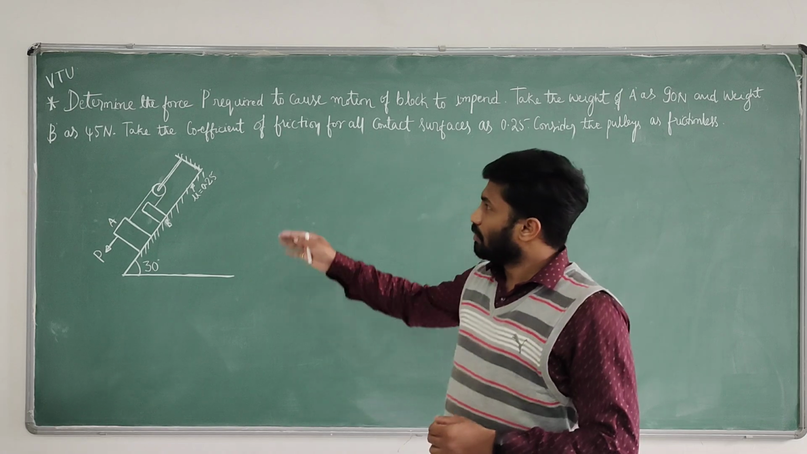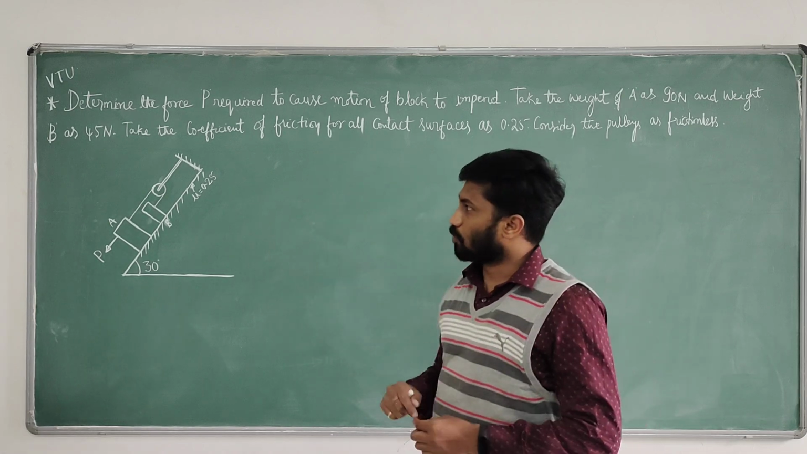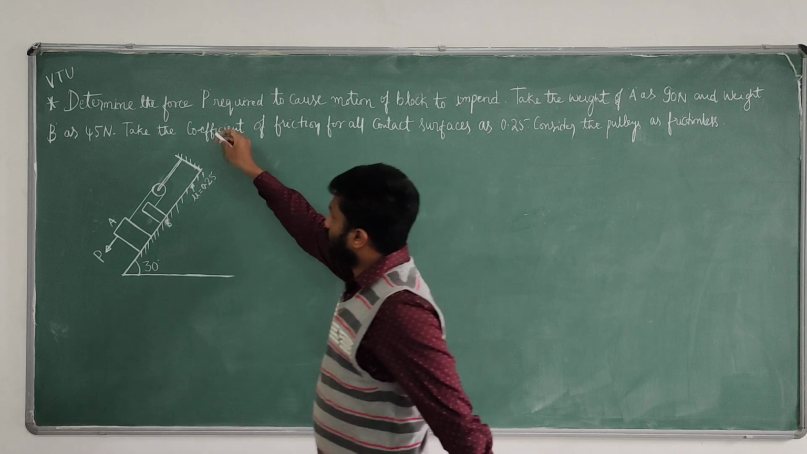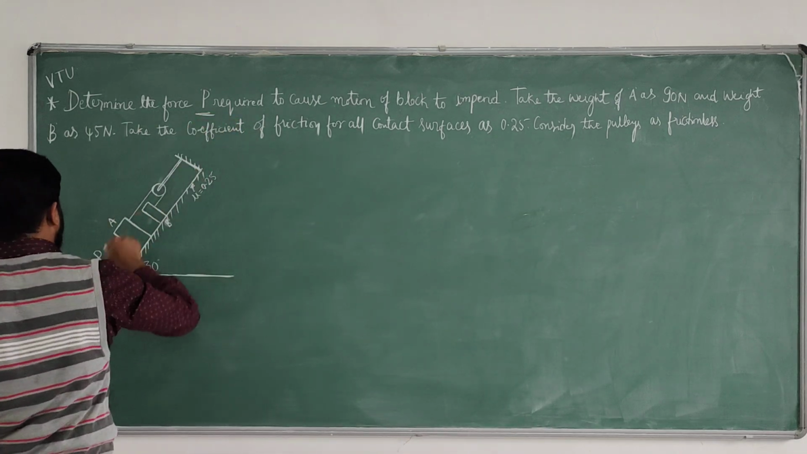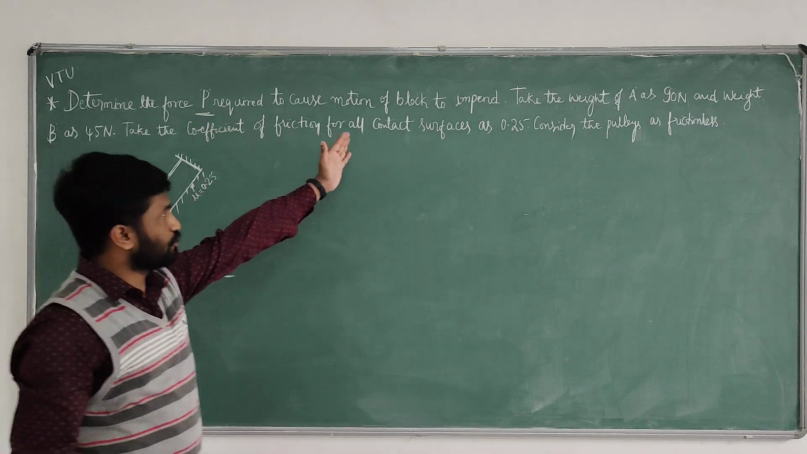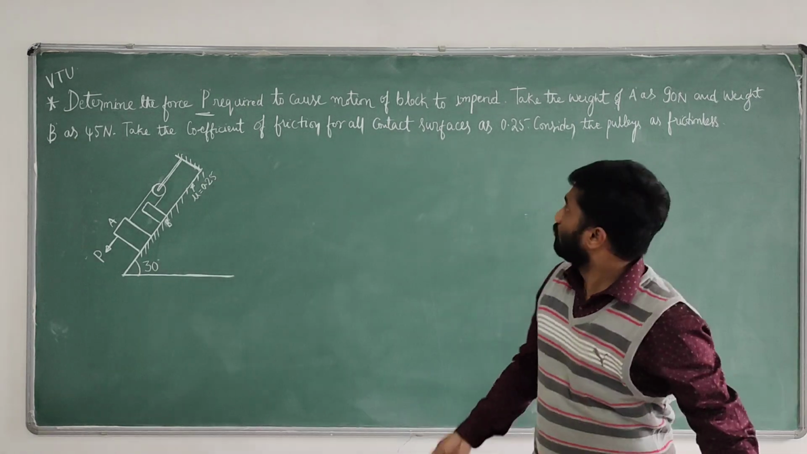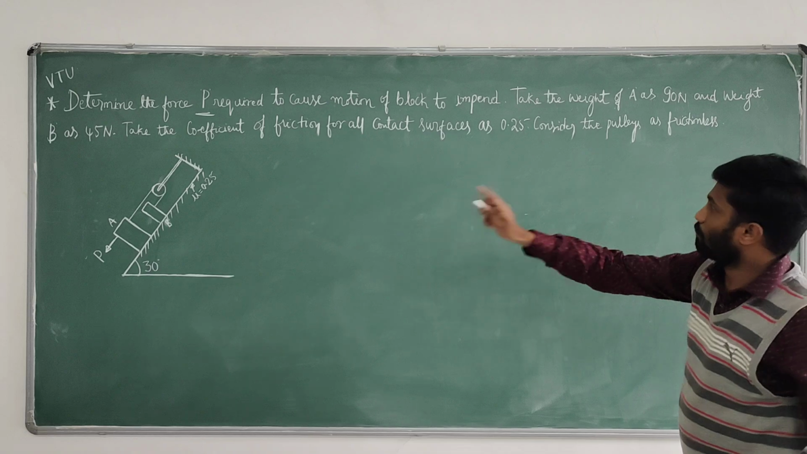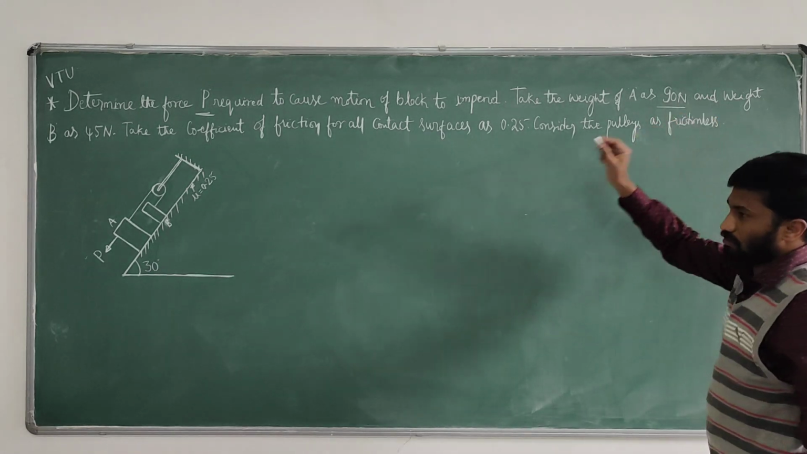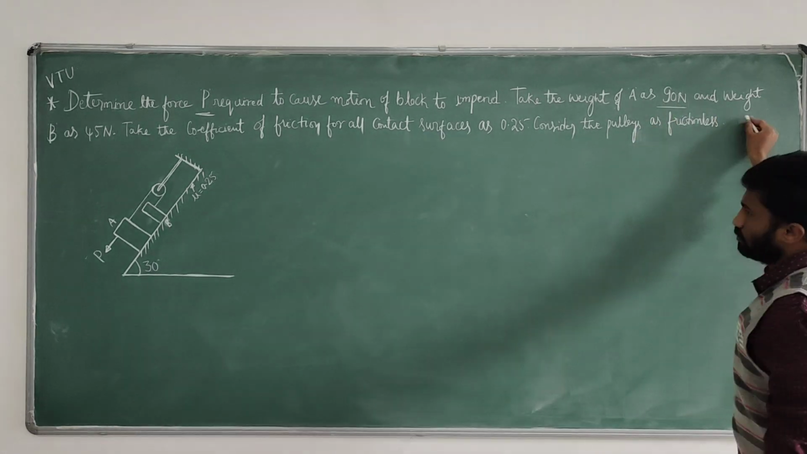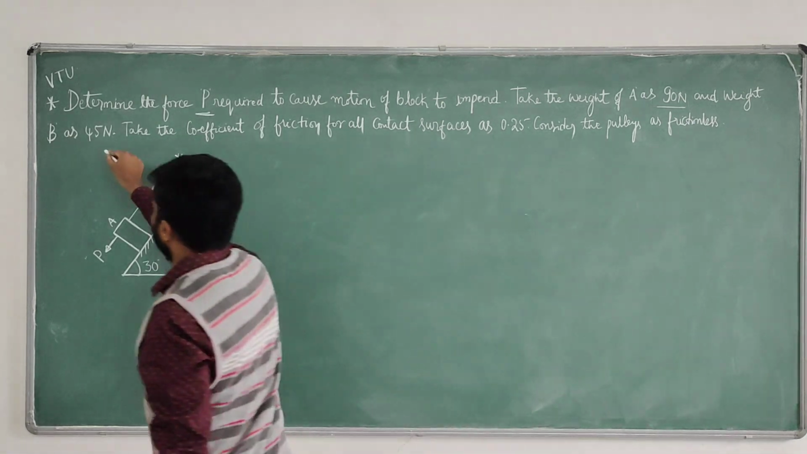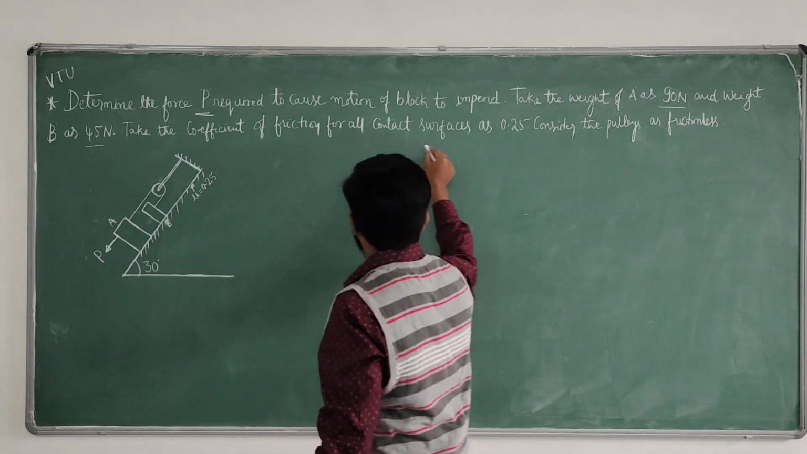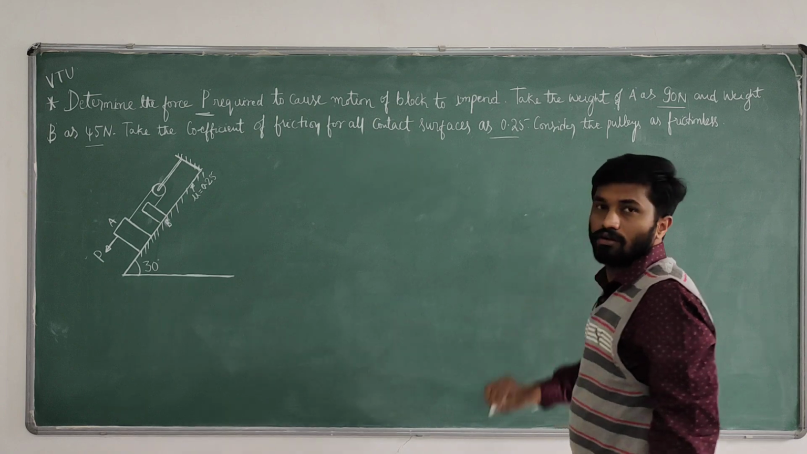Hello students, this is also a friction, block friction problem. Determine the force P required to cause the motion of the block to impend. Take the weights as: there are two blocks A and B. The weight of block A is 90 Newton and the weight of block B is 45 Newton. Take coefficient of friction on all surfaces as 0.25.